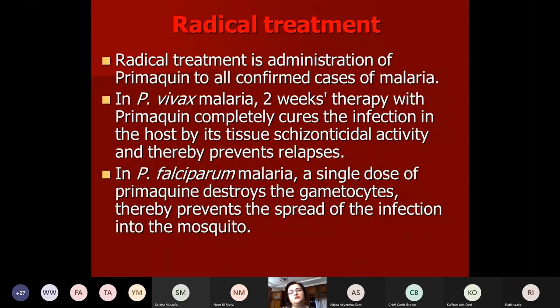Radical treatment is administration of primaquine to all confirmed cases of malaria because it stops the gametocyte production. In Plasmodium vivax malaria, 2 weeks of therapy with primaquine completely cures the infection in the host by its tissue schizonticidal, killing activity, and thereby prevents relapses. In Plasmodium falciparum malaria, a single dose of primaquine destroys the gametocytes, thereby preventing the spread of the infection to a new mosquito.